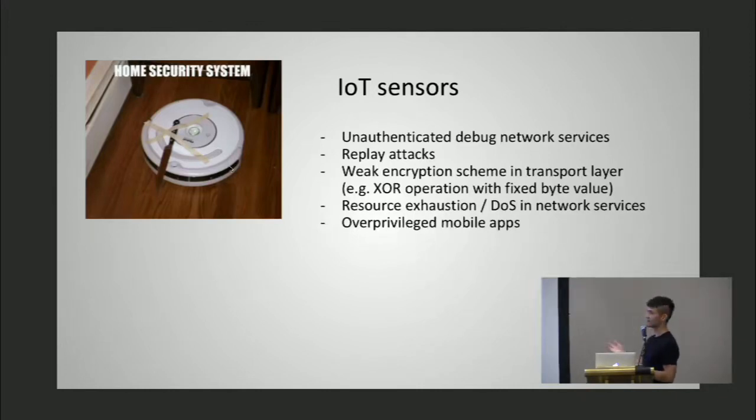And whenever there's an associated mobile application, then the permissions it asks for are just too much. You might wonder, why does an application that does a very simple thing, communicating with the IoT sensor, need access to my camera?